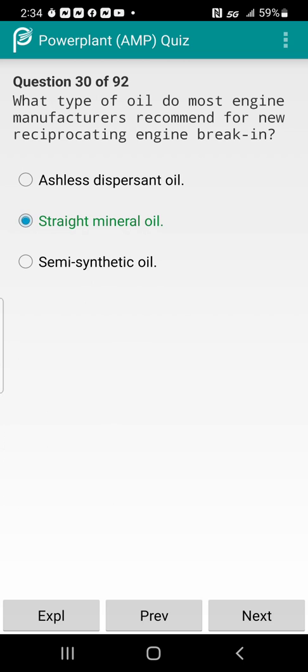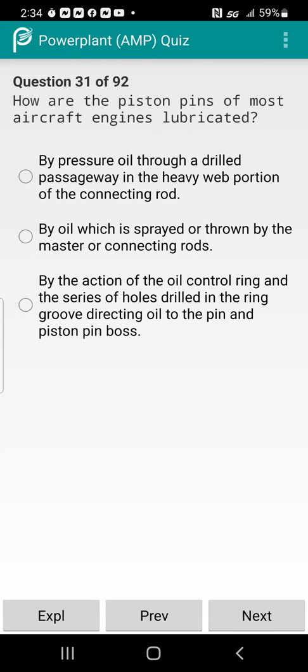Straight mineral. How are piston pins of most aircraft engines lubricated? By oil, which is sprayed or thrown by the master rod or connecting rods.